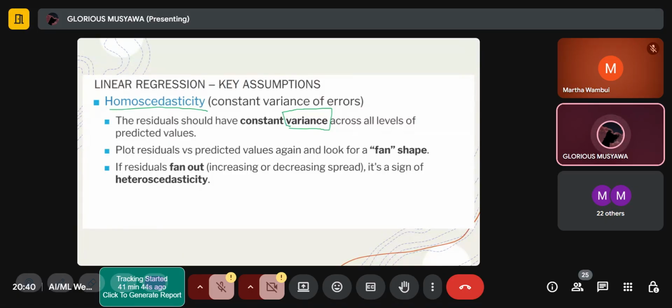Hello guys, this is simple. What's variance, so that we understand what a constant variance means? Come on guys, you don't know what variance is in relation to the difference, the difference across all levels.